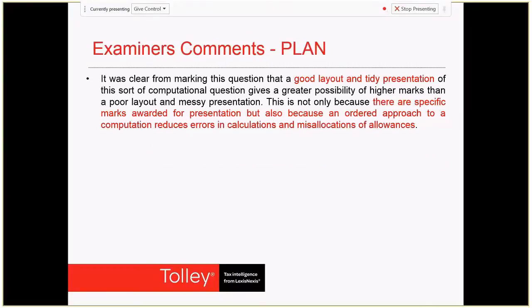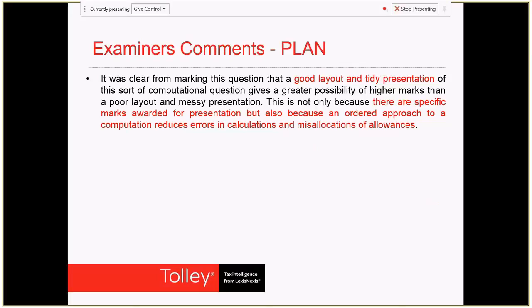It was clear from marking this question that a good layout and timely presentation of this sort of computational question gives a greater possibility of higher marks than a poor layout and messy presentation. If they can't follow what you're doing, they can't mark it. If it's a complete mess, you can't read your handwriting, markers are only human, they're only going to go so far and then they've had enough. You've got to try and make it easy for them to award you marks.